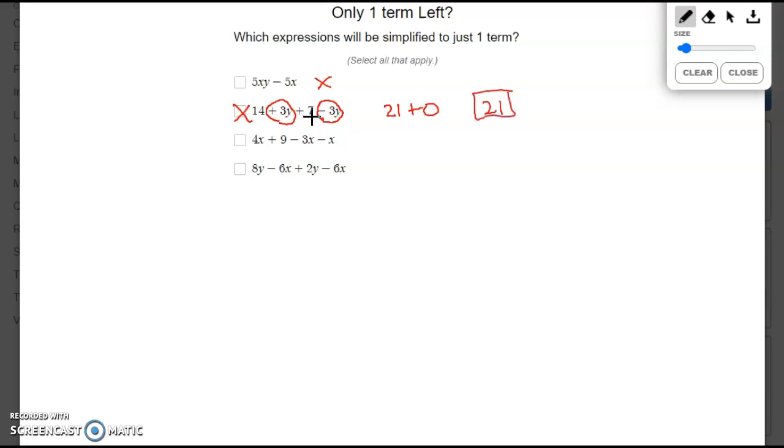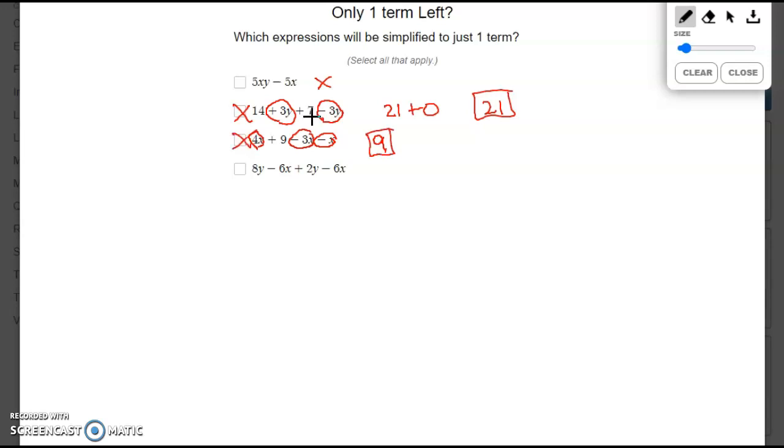So that is just one term. We only have one thing, one term. Okay, so what about 4x plus 9 minus 3x minus x? I see a whole lot of x's. I have 4x here, and negative 3x here. So 4x minus 3x: starting with 4 of the x's and taking away 3 of them, you still have 1 of the x's remaining. Then you're taking away 1 more, so all the x's are gone, and you are left with just 9 again. So this one is also correct.